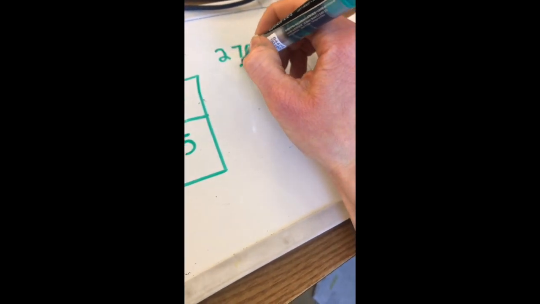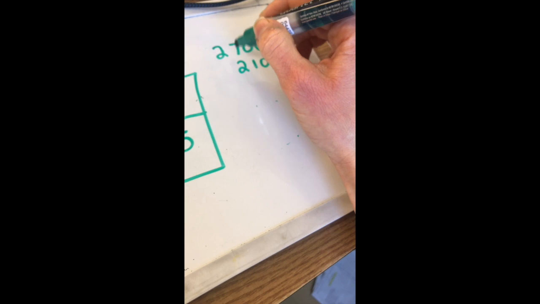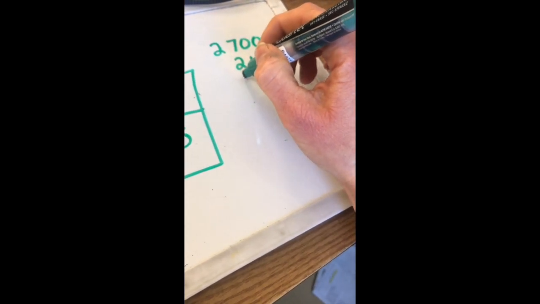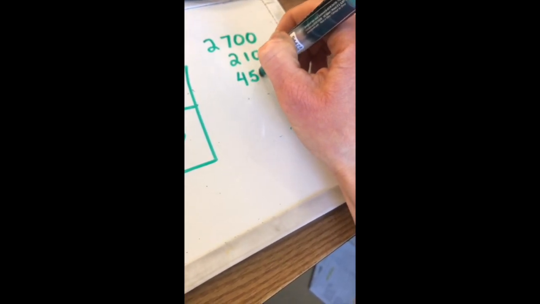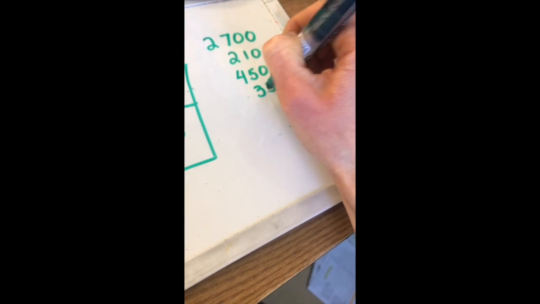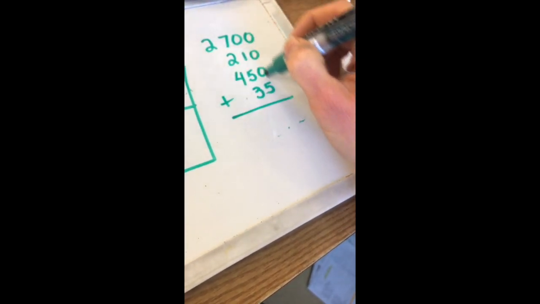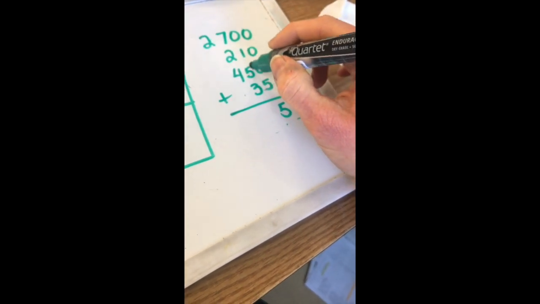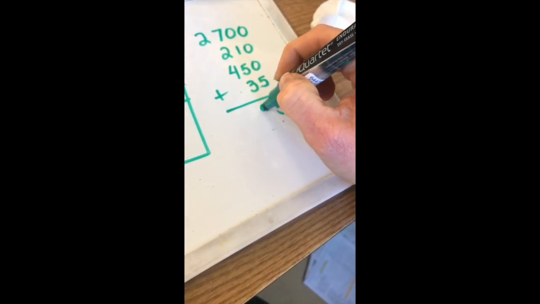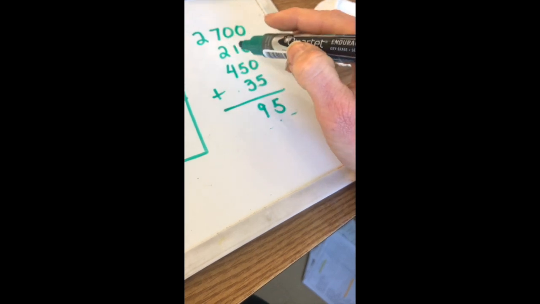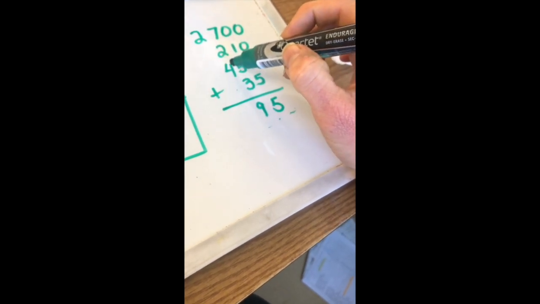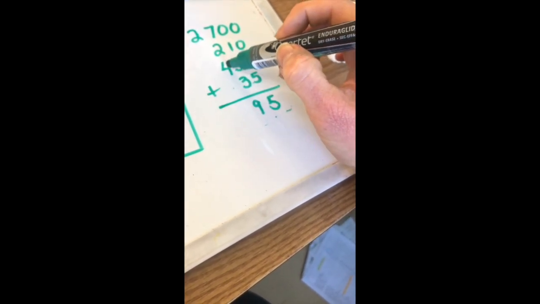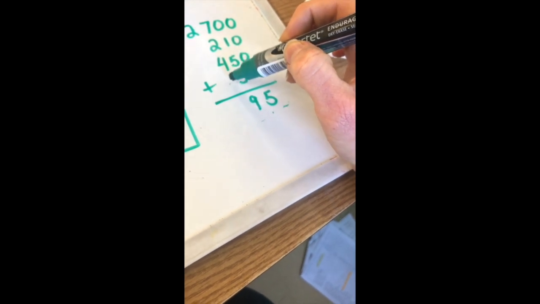Okay, and then I have 210. Remember, we're making sure they all line up. I've got 450, and I've got 35. Okay, I'm gonna add them all. 5, and then 1 and 5 is 6, 7, 8, 9, 7 and 2, 9, 10, 11, 12, 13. I've got nothing else to add.